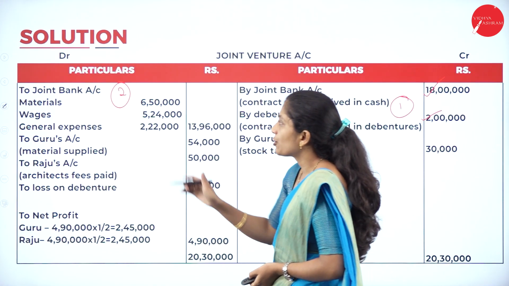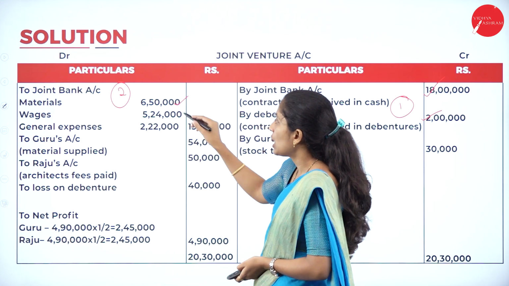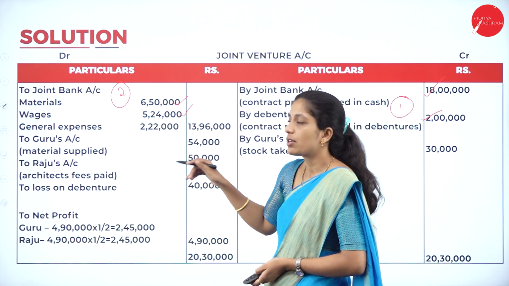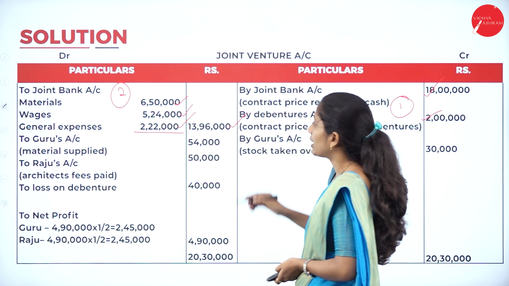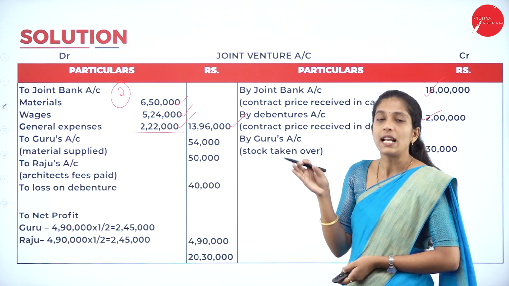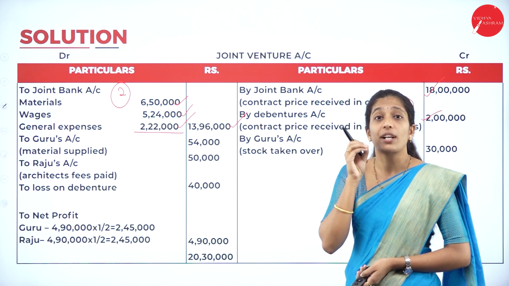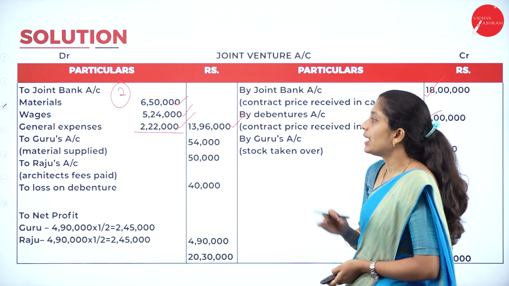So how do we write? To joint bank account: materials 6,50,000, wages 5,24,000, general expenses 2,22,000. So when you total, you'll get 13,96,000. So your second entry is what? Expenses which is incurred from joint bank. Only that expenses you will take first. Okay.